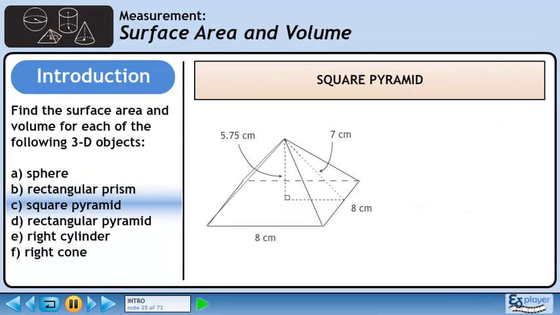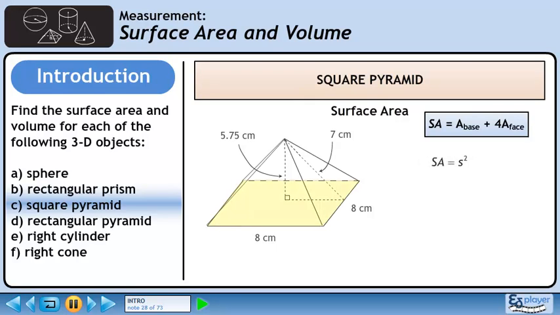In Part C, we'll investigate a square pyramid. We'll start by learning how to calculate the surface area. The surface area equals the area of the base plus 4 times the area of one triangular face. The base is a square, so the area is s squared, where s is a side length. Each face of the pyramid is just a triangle. For a face, use 1/2 base times height.